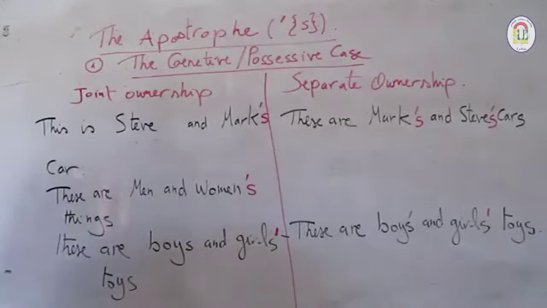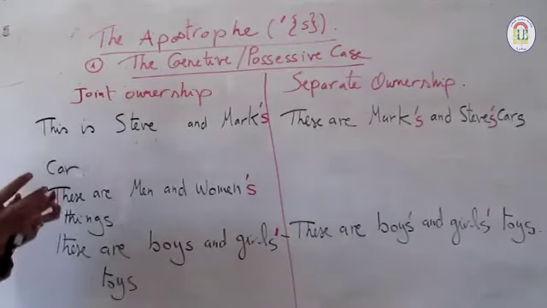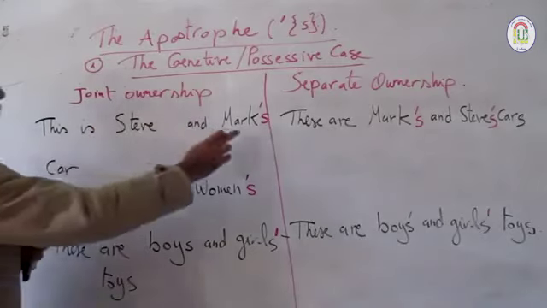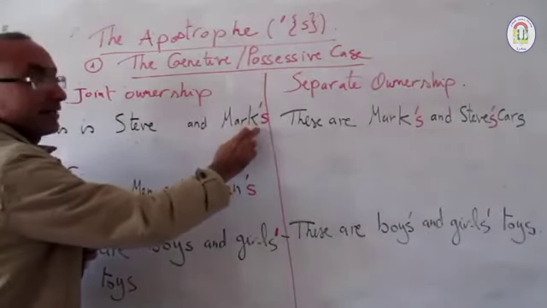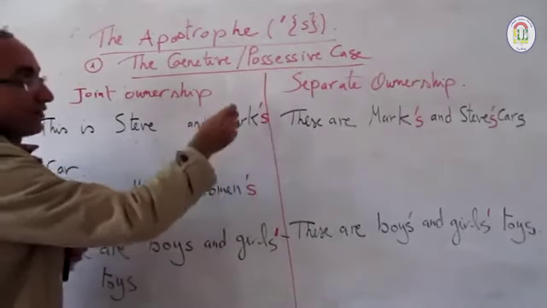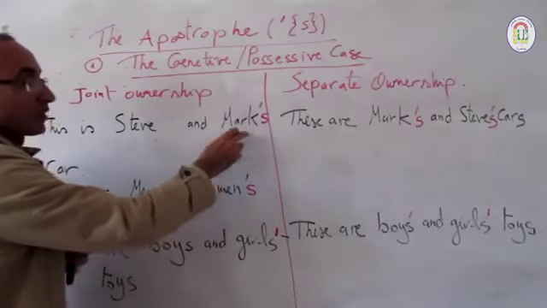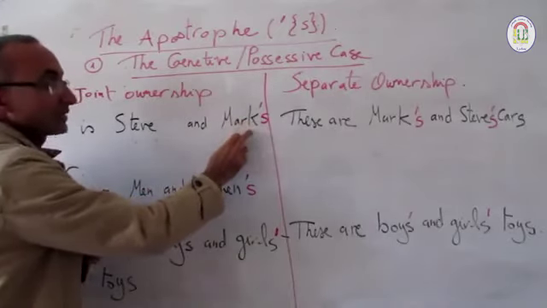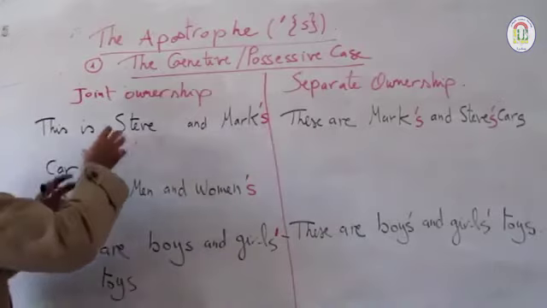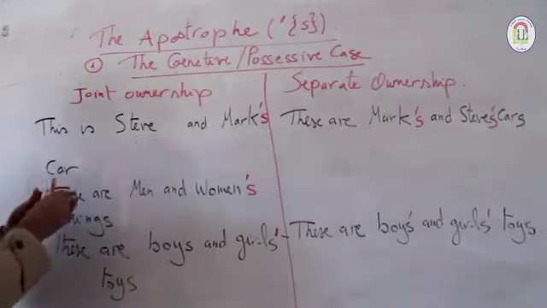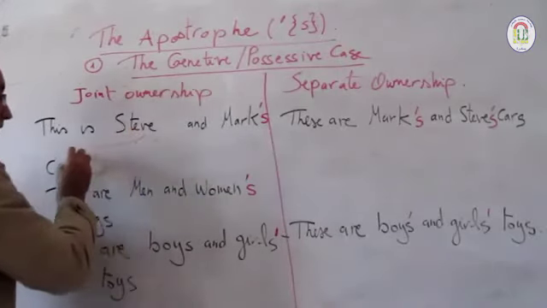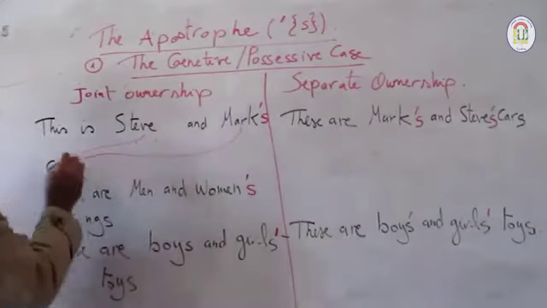In case you have joint ownership, we must always put the apostrophe s, or the apostrophe, at the end of the name of the last owner, to indicate that all the owners share this property. Clear? All of them have this property, the same one.